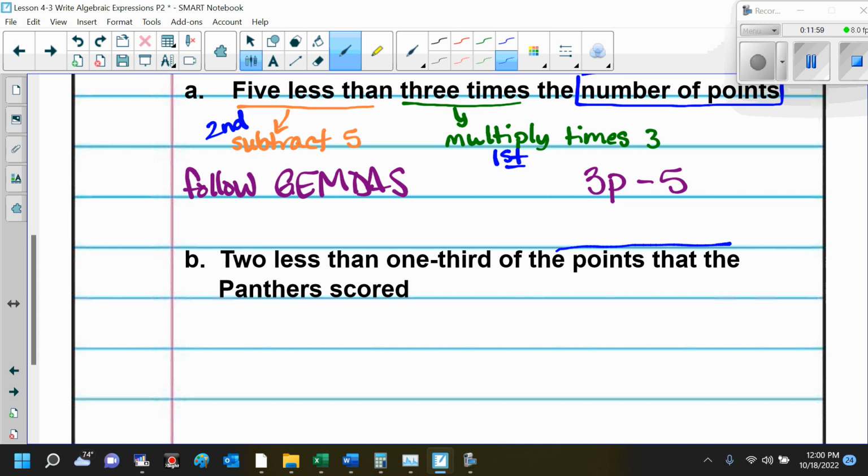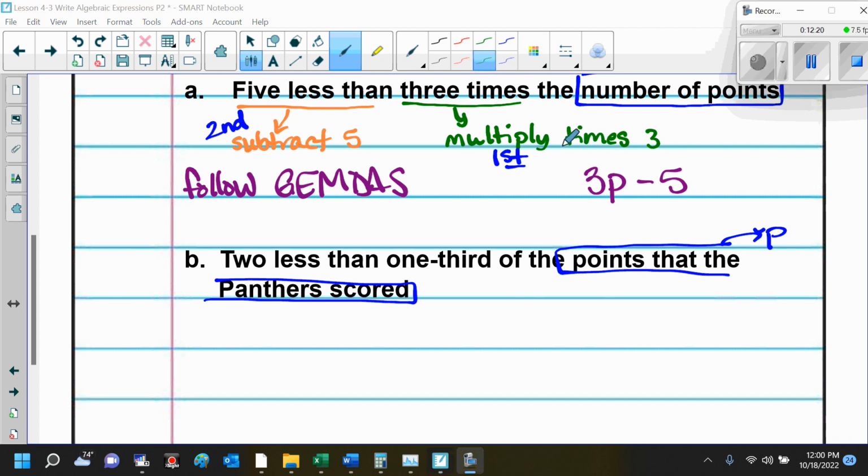Very good. We don't know how many points the Panthers scored. So that's our unknown. What do you want to use for your variable? P. Okay, P for Panthers. All right, P for Panthers. Now, let's take a look at the words that tell us the operation.